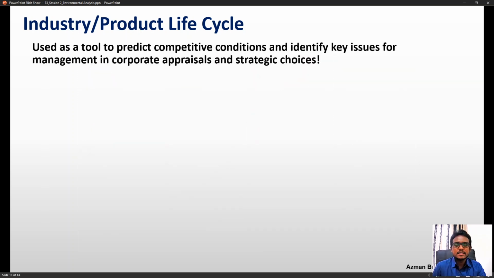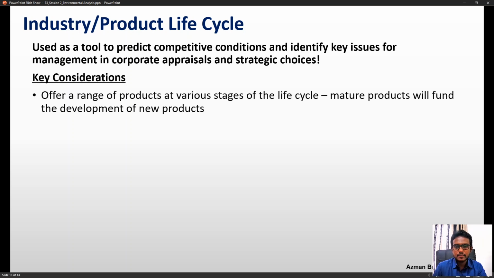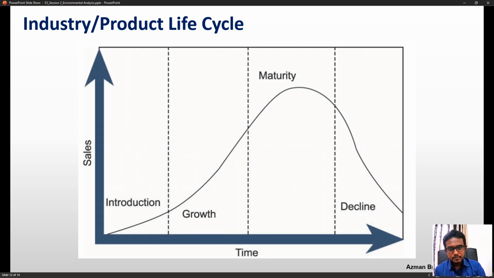Now this is usually used as a tool to predict competitive conditions and identify key issues for management in corporate appraisals and strategic choices. It's an excellent tool. What are the key considerations? When you are using the product life cycle, you're basically trying to figure out, it's sort of like this portfolio management, right? If you have multiple products, you're trying to use the life cycle tool in a way that will tell you good strategies to deal with whatever the portfolio you have, depending on which stage the product is going through.